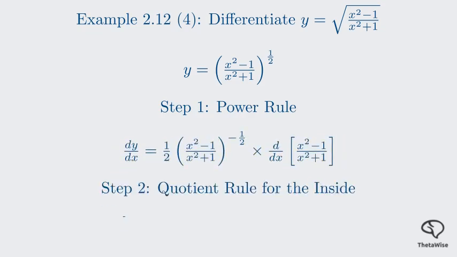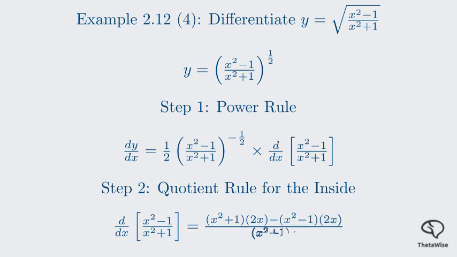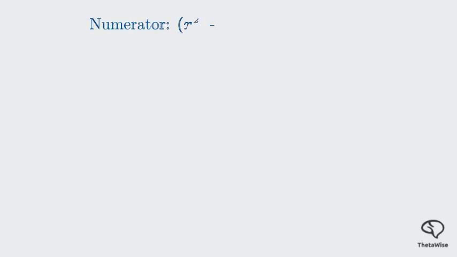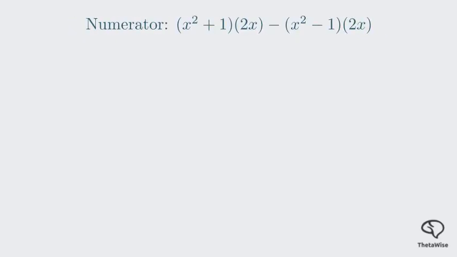Using our formula, the derivative of the inside is (x squared plus 1) times 2x minus (x squared minus 1) times 2x, all divided by (x squared plus 1) squared. Now we need to simplify the numerator of our quotient rule result. A quick look shows that both terms have 2x in them. We can factor that out.